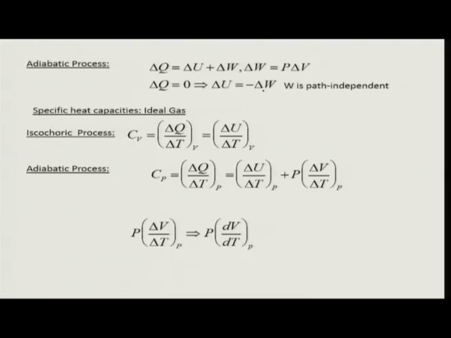What is the work done in an adiabatic process? Adiabatic process is complicated. Here delta Q is equal to 0, that is important. Delta Q is equal to 0. That means delta U must be equal to minus delta W. This is very important. W depends on path, but dU does not. So, if I have an adiabatic process, then W will be path independent. That is what I was trying to say.